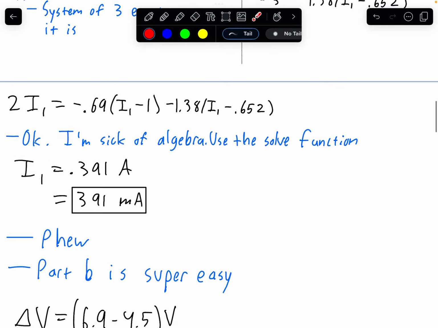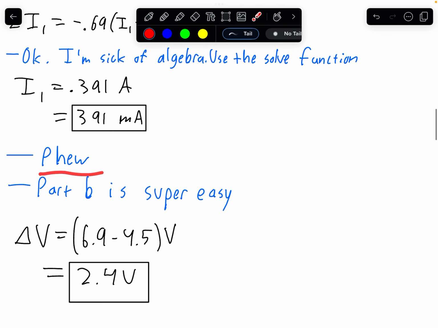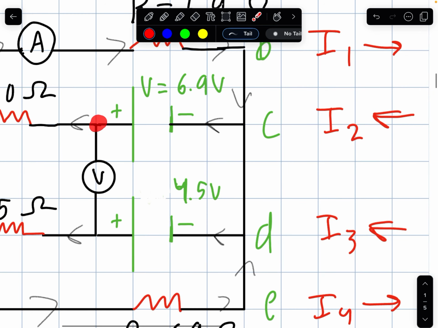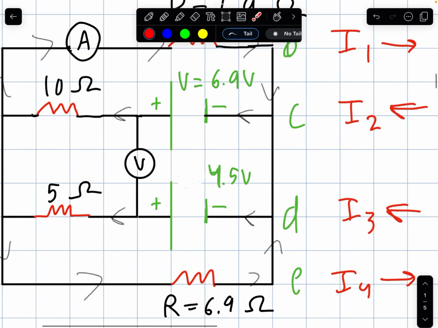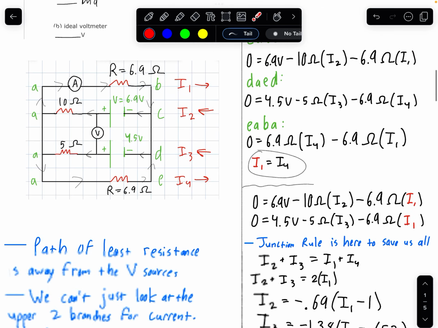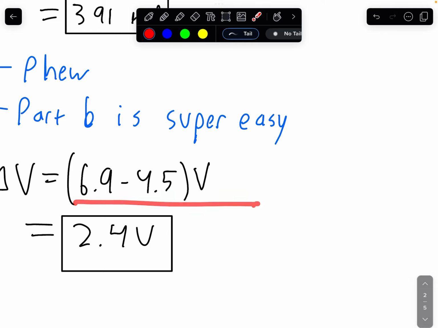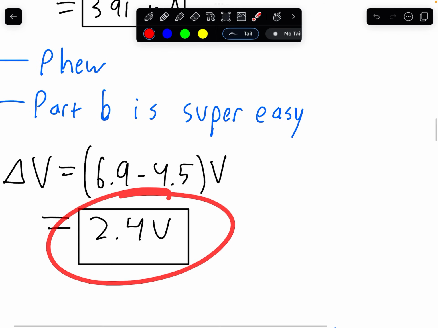So glad that that's over. That's pretty complicated, and part B is much easier. They just want us to find the difference in voltage across this voltmeter. It's really easy, isn't it? It's just 6.9 minus 4.5 volts, and then we get 2.4 volts.